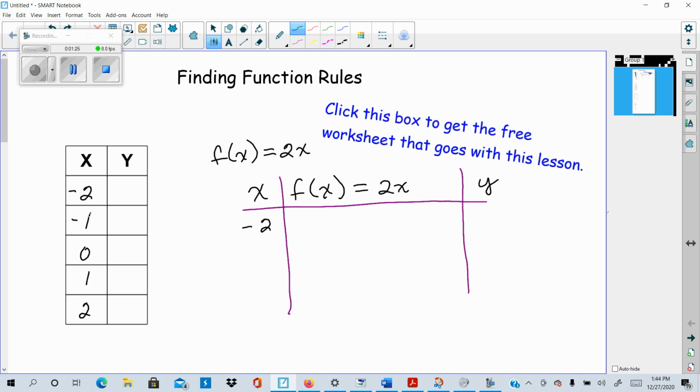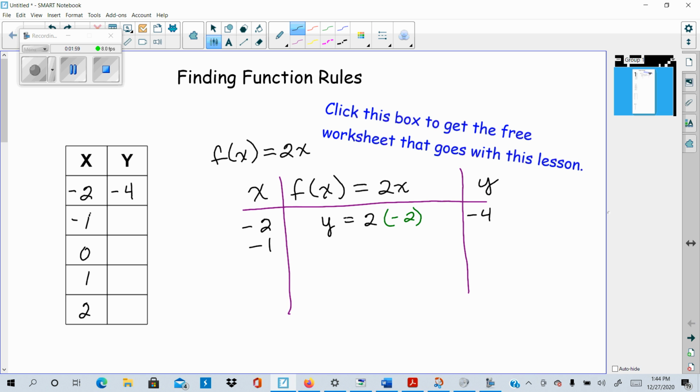I'm now going to switch it from the function of x to our y is equal to 2 times -2. Now remember, whenever you substitute numbers in, you always put them in parentheses. Otherwise, it might look like 2 minus 2 and get you confused. But if you put them in parentheses, it will remind you that you're multiplying, and it won't be an issue with positive and negative numbers. So this gives you -4. So if x is -2, y is -4.